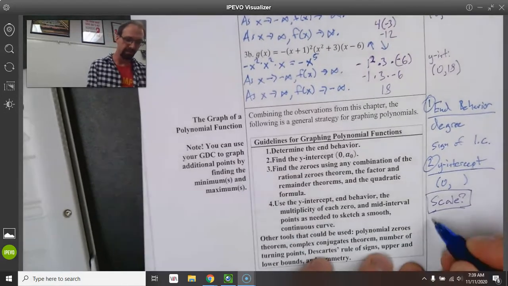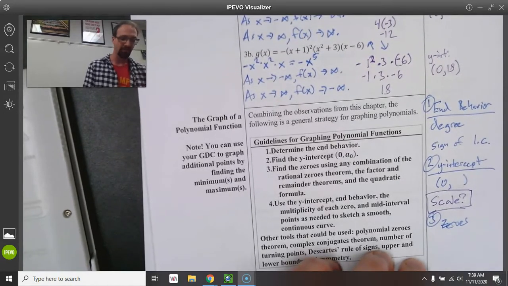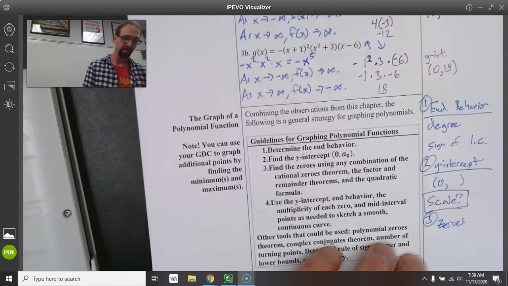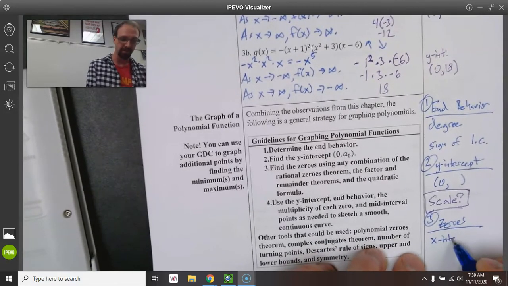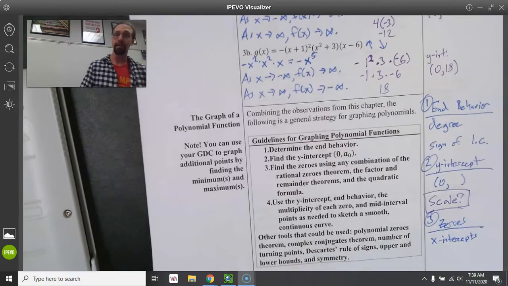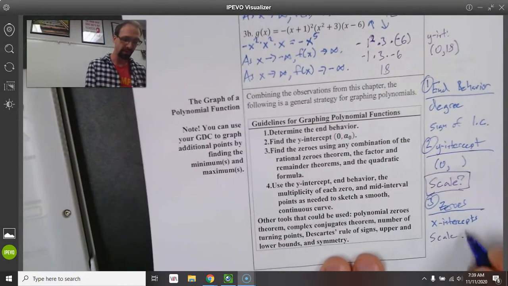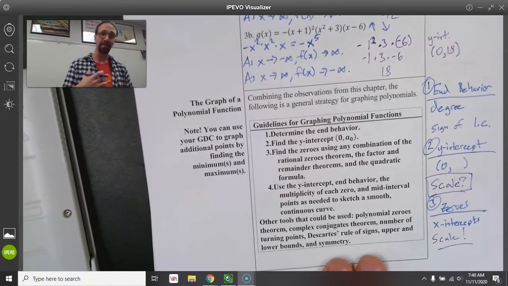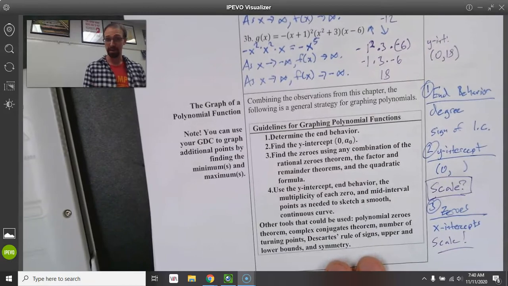3, find the zeros using any combination of the rational zeros theorem. That's from the previous section. Factoring and remainder theorems, also from the previous section, and the quadratic formula, which we reviewed back in chapter 1. So the zeros, remember your zeros are your x-intercepts. So this also now kind of finalizes whatever the scale is going to be. At this point, you can figure out exactly what your scale is because you'll have the y-intercept and then your x-intercepts. The important thing to note is that you do want to make sure that you have your y-intercept and your x-intercepts all on your graph or grid, if possible.